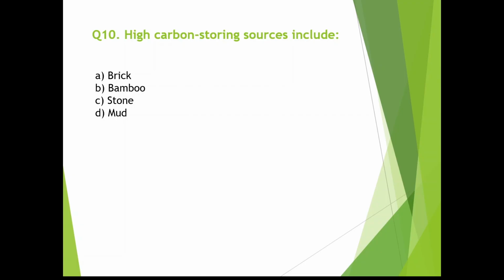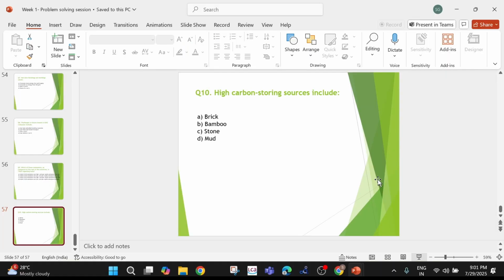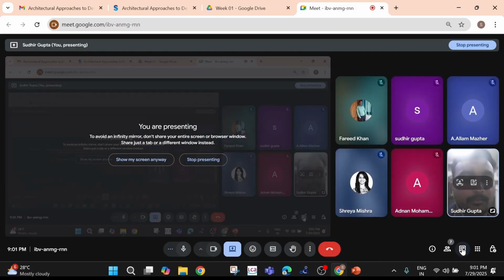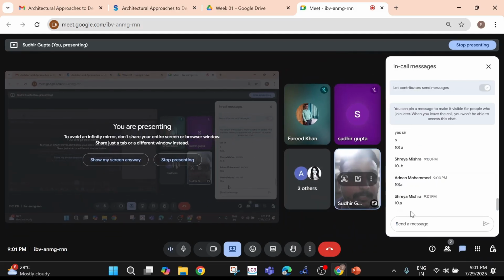So let's see how many of you have answered it correctly. This question is also in your assignment, you can recall. Let me see how many of you have answered. Shreya Mishra has answered A. Adnan is A. I think most of you are saying A.